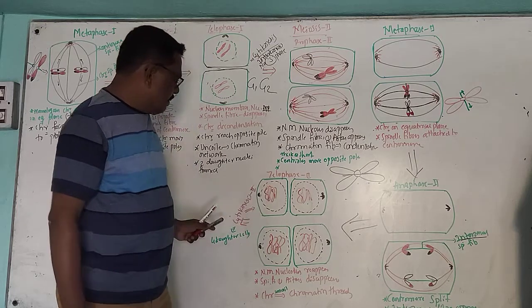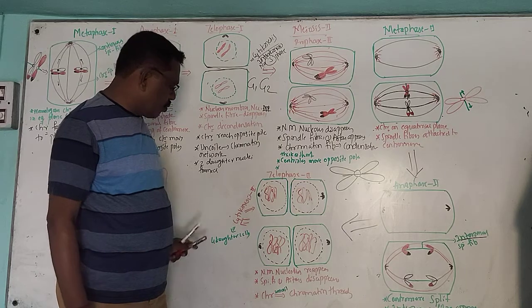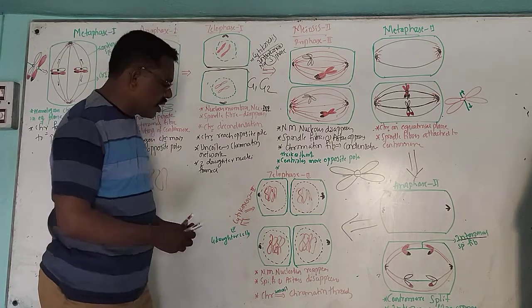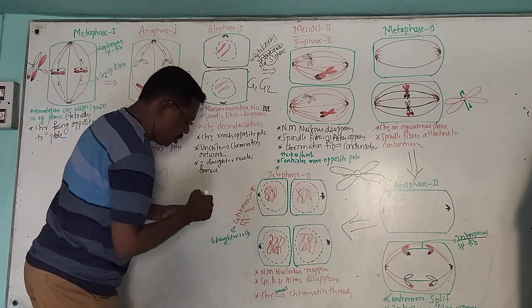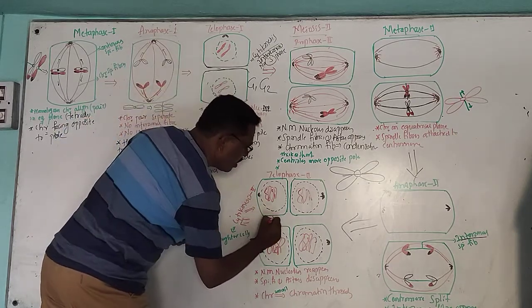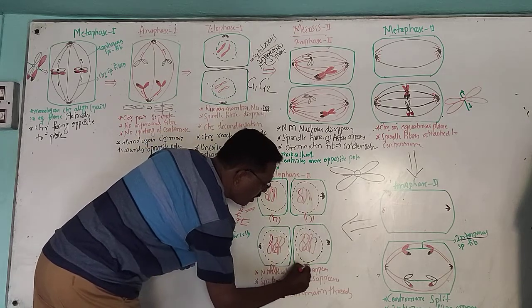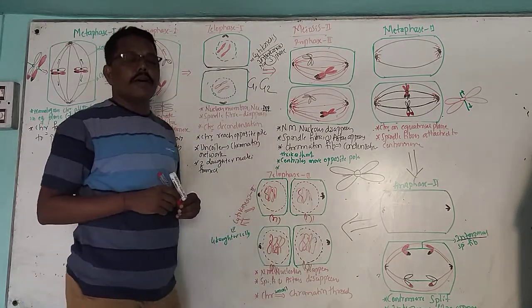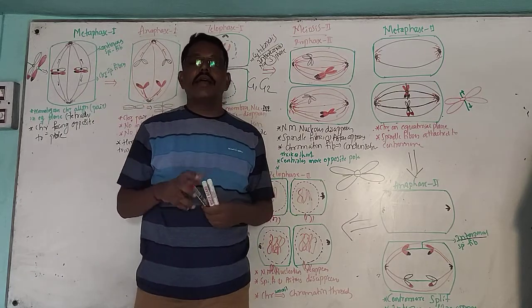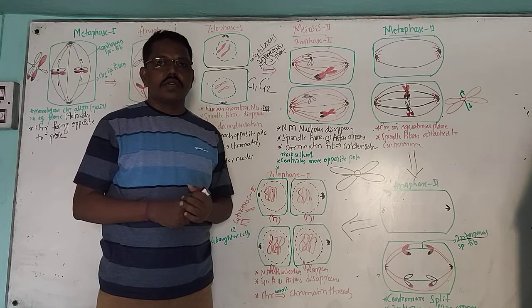Then finally in meiosis 2, cytokinesis 2, we will get the 4 daughter cells. These 4 daughter cells, are they haploid or diploid? They will become haploid, haploid, as well as this one also haploid, haploid. This is about meiosis second. Okay. Then next class we will discuss another concept. Okay. Thank you.